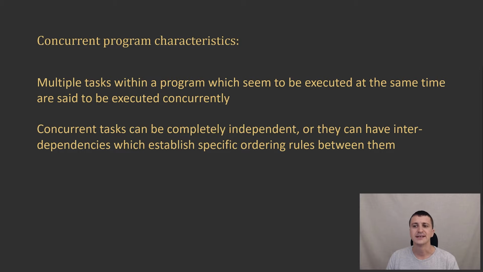Or these concurrent tasks can have interdependencies which establish specific ordering rules between them. For example, imagine that you need to download a couple of files from the internet and then play them in some kind of media player. Then you will have multiple concurrent tasks, each of them downloading files. And then there will be one additional task that waits for all these downloads to complete. And once they complete, it will play the multimedia within this media player. So that's kind of ordering between different concurrent tasks.